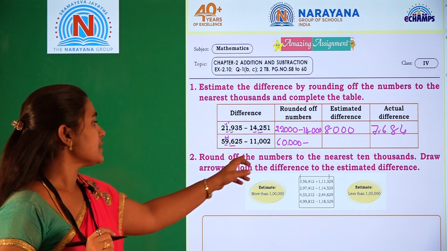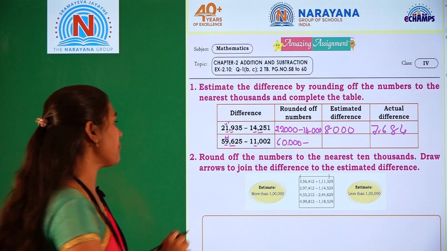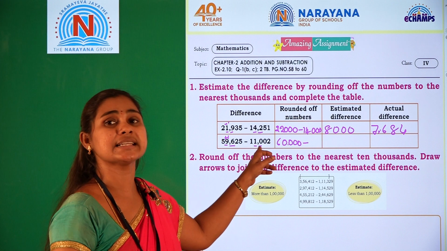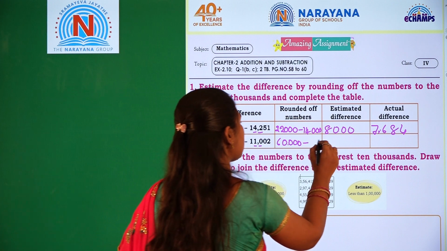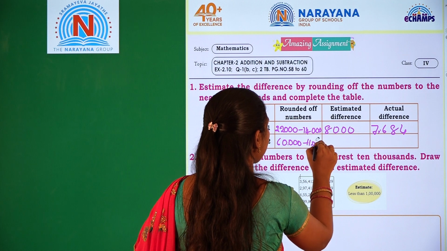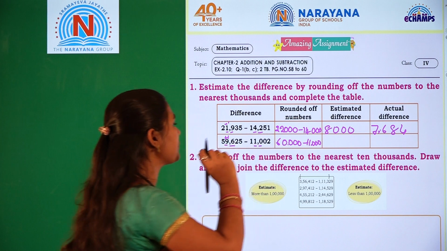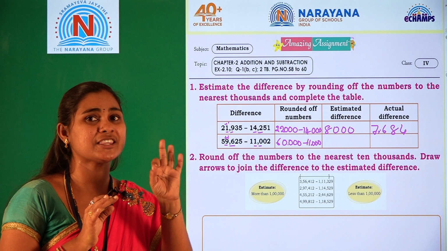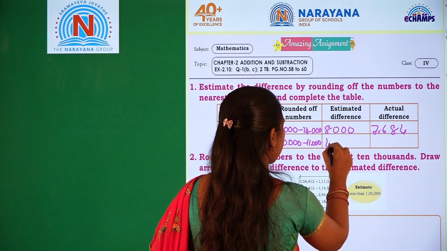Now, same like that, here you have to underline the thousands place digit, 1. After the thousands place, you can find the digit 0, which means it is less than 5. Then you write 1,000 only, which is nothing but 11,000. 60,000 minus 11,000. 60,000 minus 10,000 is 50,000. Now we have to subtract 1,000 from 50,000. That is 49,000.